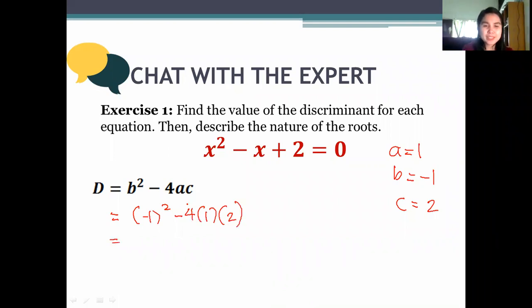You know what? That's my technique. This one becomes negative. So -1 squared is 1. Only one negative, so minus. 4 times 1 is 4. Times 2, it's 8. So 1 minus 8 is -7.